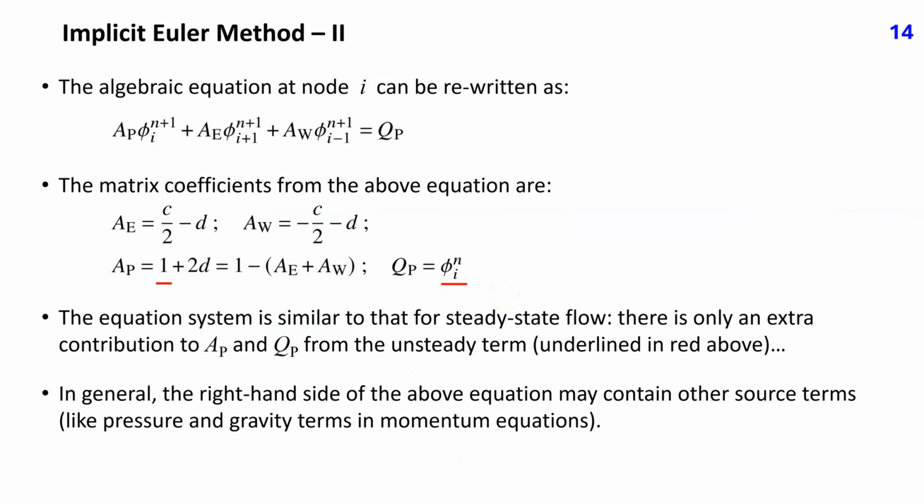The algebraic equation at node I looks the same as in the case of a steady state problem, that is, for the equation without an unsteady term. The matrix coefficients are given by these expressions. The difference to the steady state equation is that the coefficient at the main diagonal AP and the right-hand side contain contribution from the unsteady term. These contributions are underlined in red here. In general, the right-hand side can contain other source terms like pressure and gravity terms in the momentum equations.